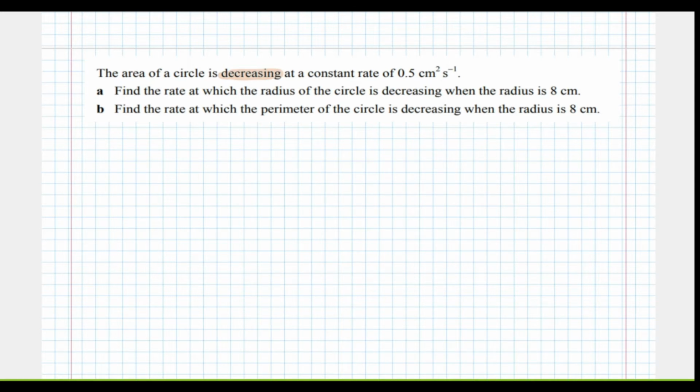So the area of a circle, stop reading, write down something that's bound to be useful, is decreasing at a constant rate, decreasing. So the area of a circle, dA by dt, is decreasing at a constant rate of 0.5. Decrease tells us that the rate of change is negative. Find the rate at which the radius of the circle, stop reading, so we need dr by dt, is decreasing when the radius is 8 centimeters.